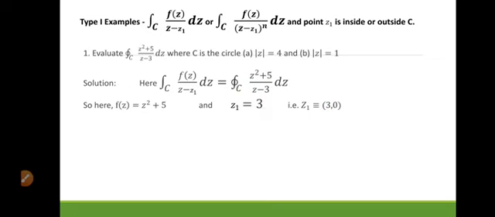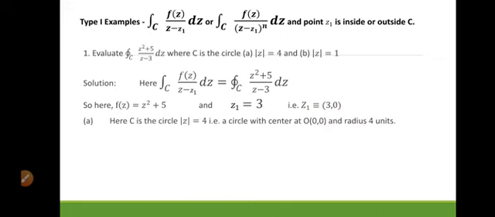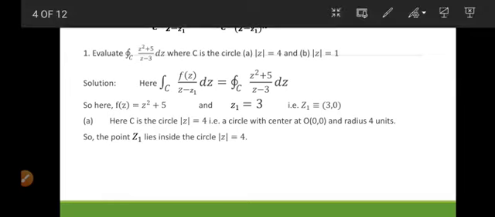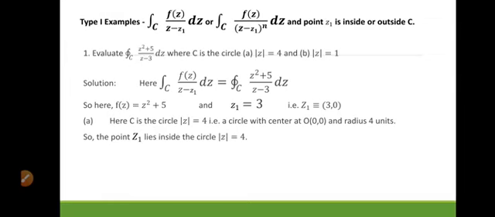Now consider the first curve, that is the circle mod z equal to 4. This is a circle with center at origin and radius 4 units. So this point z1 equal to 3 obviously lies in this circle, that is it will lie inside the curve C, and hence integration exists and it is equal to 2 pi I f of z1.